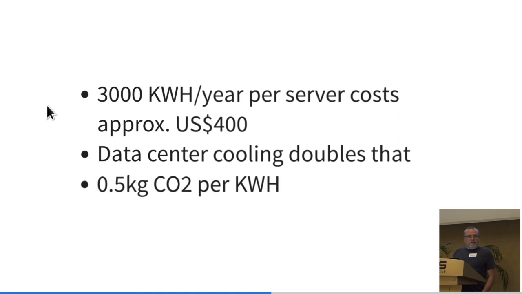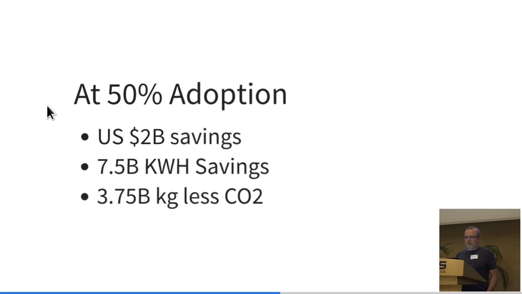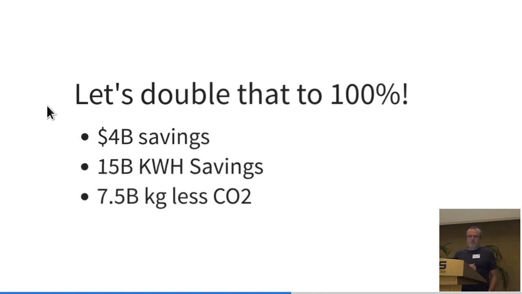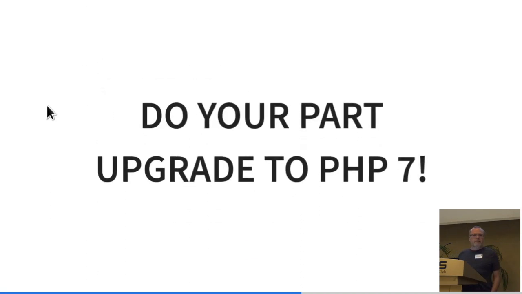By upgrading from 5 to 7, well, this is about what it takes to run a server. About 3,000 kilowatt hours a year in the US costs about $400 to power, and then you double that to cool it. It's about half a kilogram of CO2 per kilowatt hour. So at 50% adoption, we're saving about $2 billion a year by switching from PHP 5 to 7. But let's get to 100. It's good for everyone. So please upgrade to PHP 7 if you haven't already.